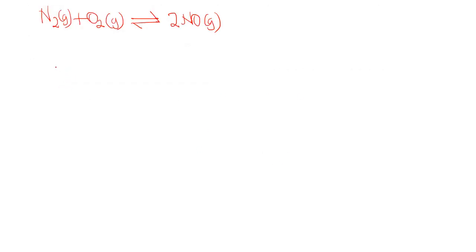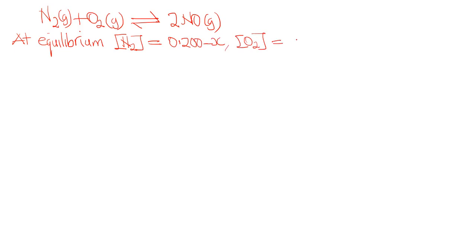So if I go forward again, we'll say that at equilibrium, the concentration of N2 is equal to 0.200 minus X. The concentration of O2 is equal to 0.200 minus X. And the concentration of NO is equal to 2x.